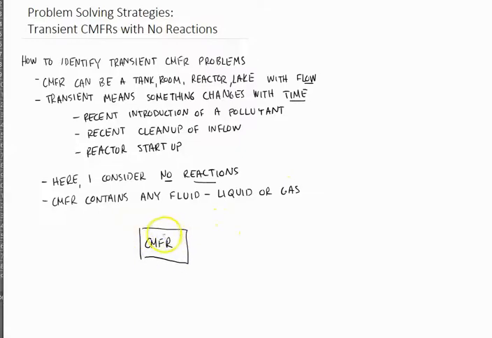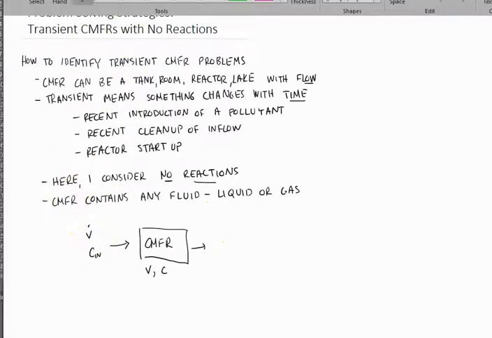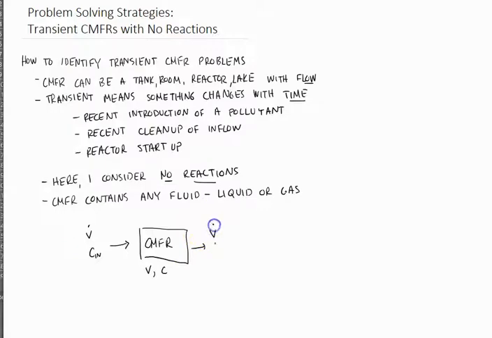So here is my CMFR. I've just drawn it like a box. I have some flow rate coming in and some concentration coming in. My reactor has a volume of V and a concentration of C. For all of these problems, I'm going to assume that the volumetric flow rate out equals the volumetric flow rate in, so the main volume in the reactor isn't changing. And then I have a concentration C coming out.